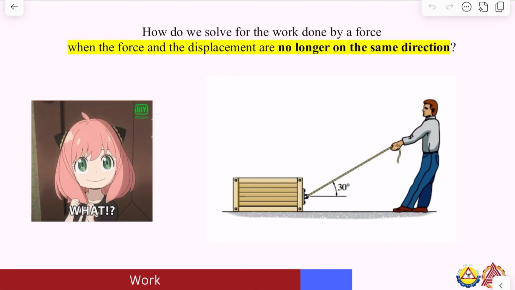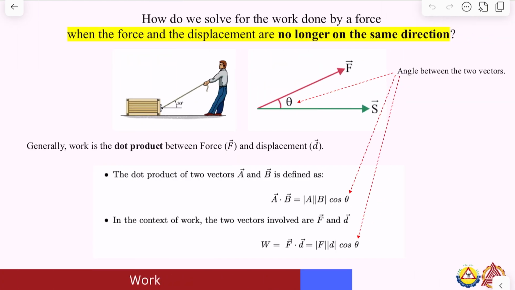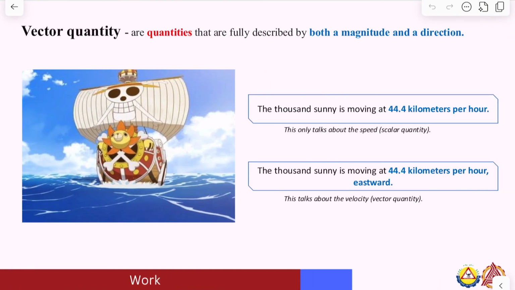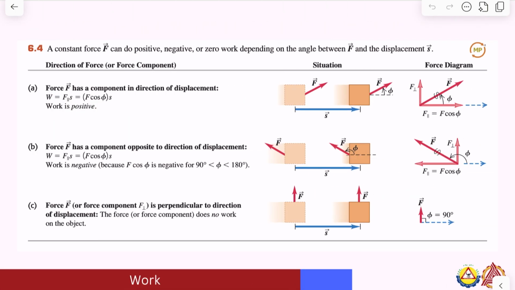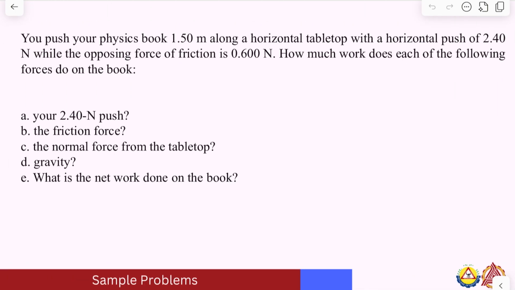However, in most general applications where the force and the displacement are no longer in the same direction, we solve for work as the magnitude of F, D, and then the cosine theta. And always remember that the angle theta is always measured as the angle between the two vectors. In this case, that's the angle between the force and the displacement D always. Alright? So now I'm hoping you have some getting to know work when you solve the several problems.